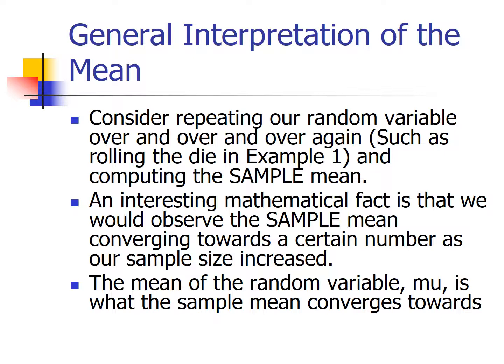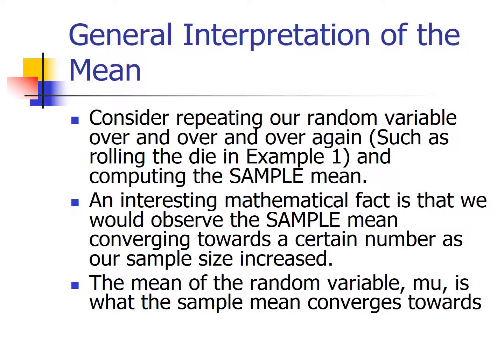as we compute its sample mean, the sample mean is getting closer and closer to something. What is it getting closer and closer to? It's getting closer and closer to mu, the mean of that random variable. That is, the sample mean converges towards the mean of the random variable.